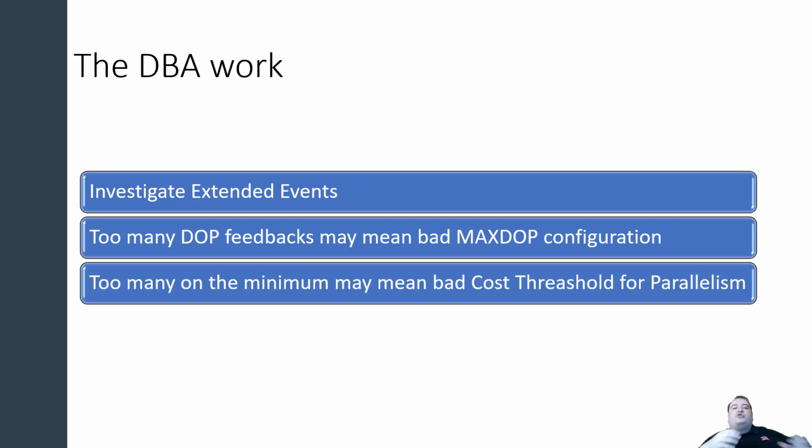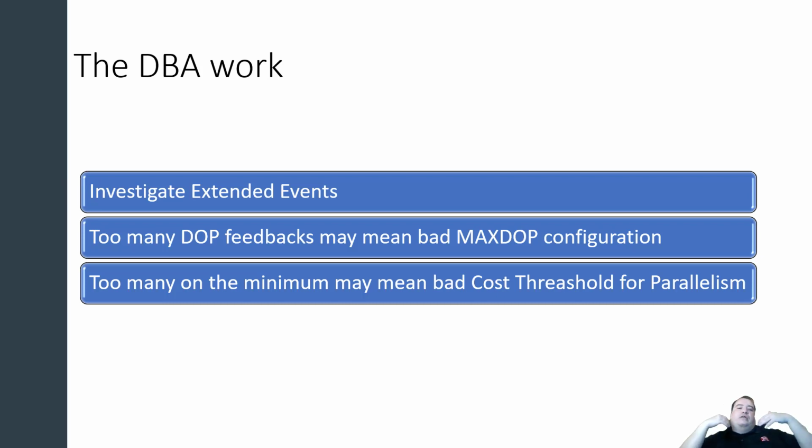If you have too many DOP feedbacks putting down the max DOP of each query to the minimum possible, what's the minimum possible? The minimum possible is 2 threads. The DOP feedback will never remove the parallelism and make the query execute without parallelism. So the minimum possible value is 2 threads.